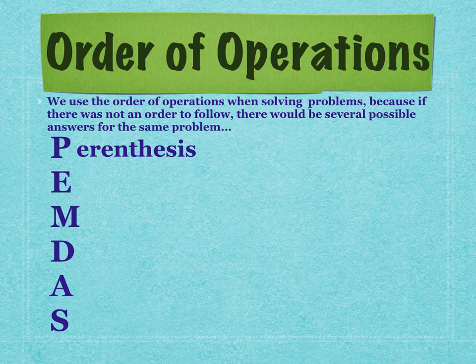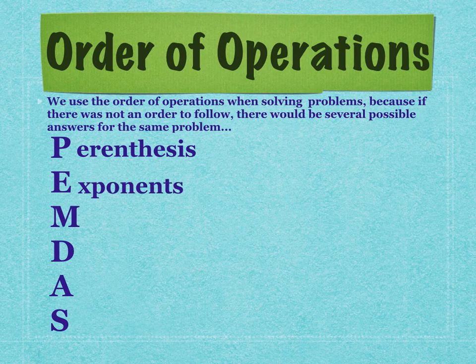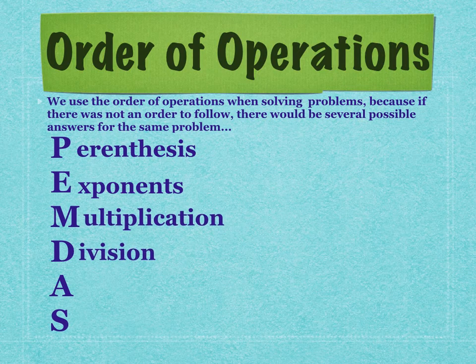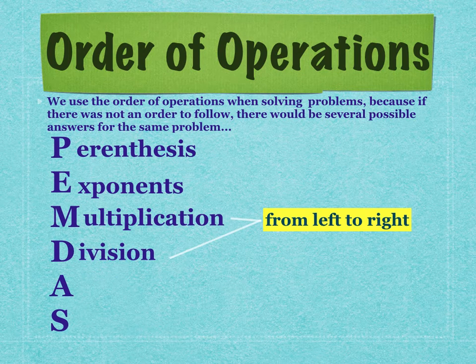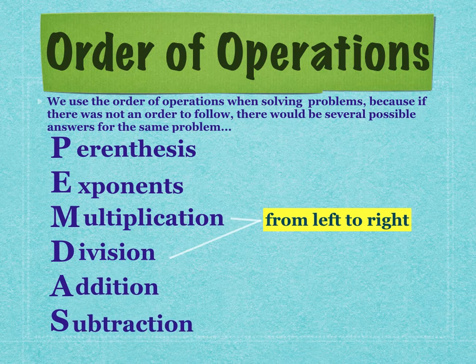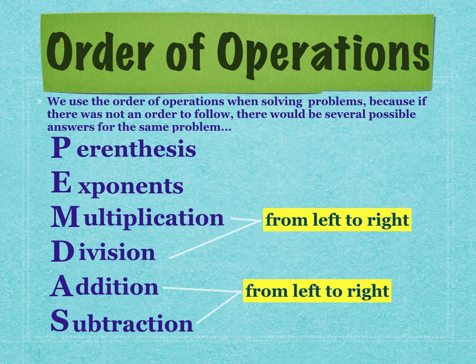You're going to perform whatever operation is inside of parentheses first. Then you're going to look for exponents and simplify your exponents. Next, you look for multiplication and division, and you work those in the order that they appear from left to right. And then last, you're going to look for both addition and subtraction, and again, you work those in order from left to right as well.